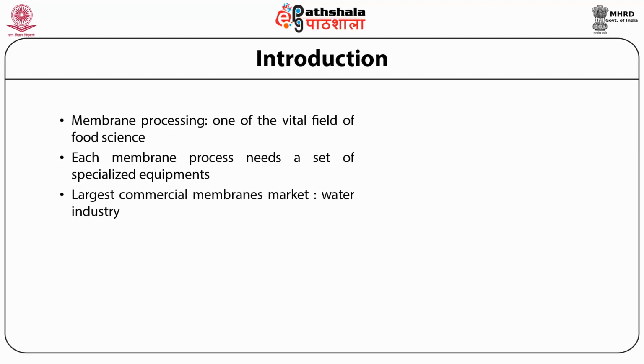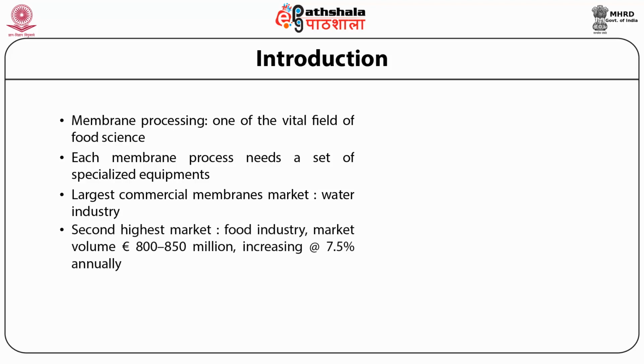The water industry, which includes drinking water, wastewater processing, and water desalination, has the largest commercial market for membranes worldwide. In the last 20 to 25 years, the market volume of different membranes in food industries has increased by about 800 to 850 million euros, and the food industry now stands as the second largest commercial market for membranes on a global basis after the water industry. Moreover, about 20 to 30% of the total membrane production is used in food industries, which is annually increasing at the rate of 7.5% in this sector globally.